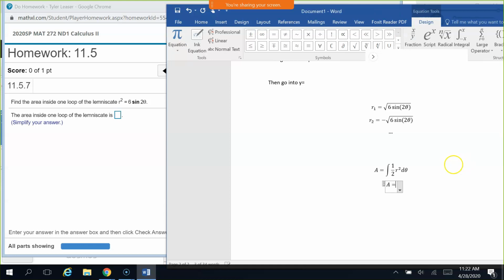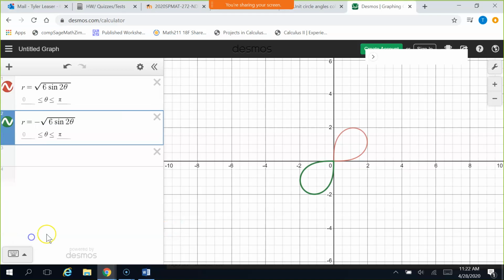If we're finding the area of just one of the loops, again going back to the calculator's graph or to the Desmos graph, and unfortunately you have to graph it to visualize what it is that you're trying to find. So going back to my graph here, if I'm just trying to find the area in one of the loops, it looks like I can just do the positive square root of 6 sine 2 theta, going from 0 to pi, because that makes one full loop.